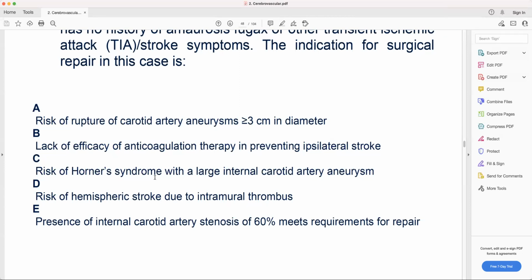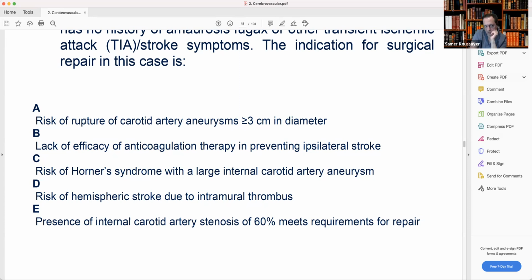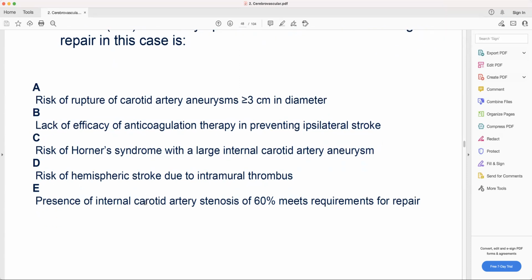No. We don't do surgery for this reason. We don't because of rupture. You see, this is a question. You have to understand what's the question. We don't do surgery because of the rupture and not because of the Horner. Okay, let's say next one.